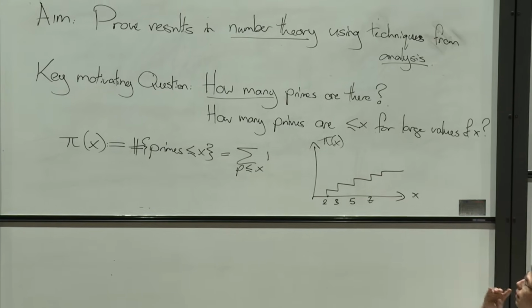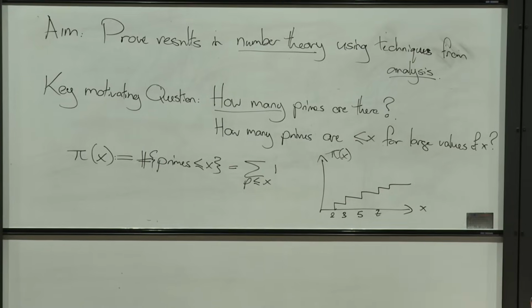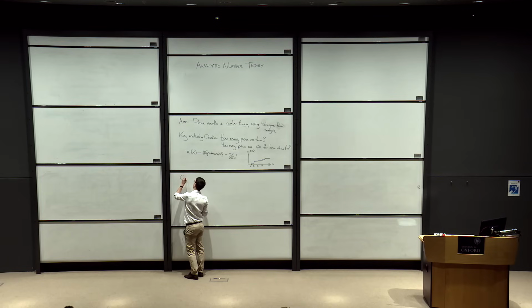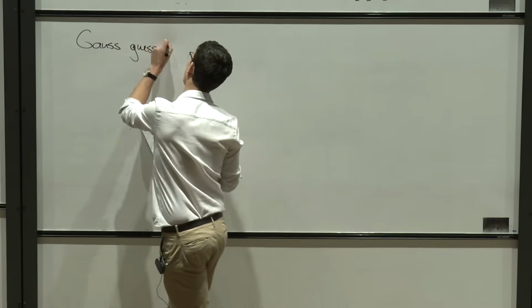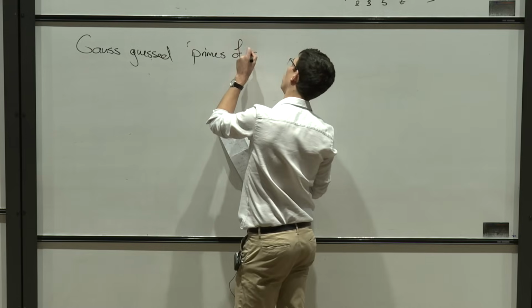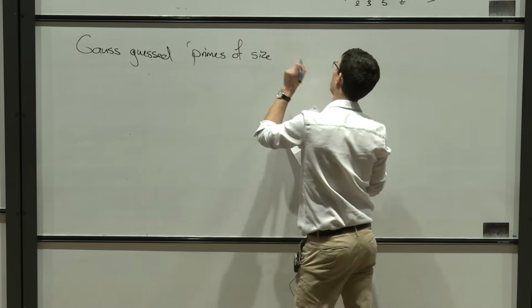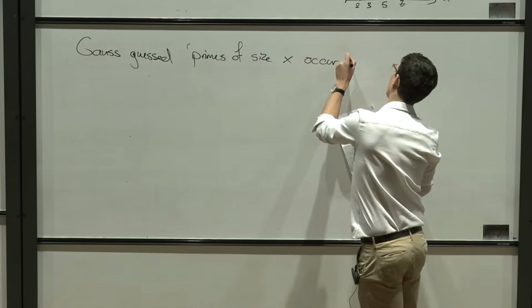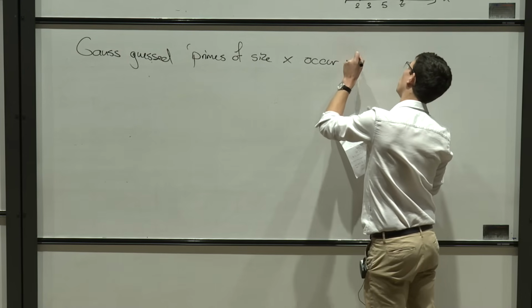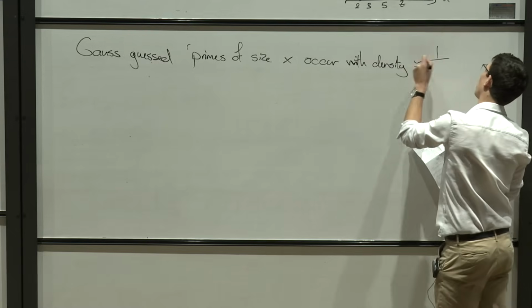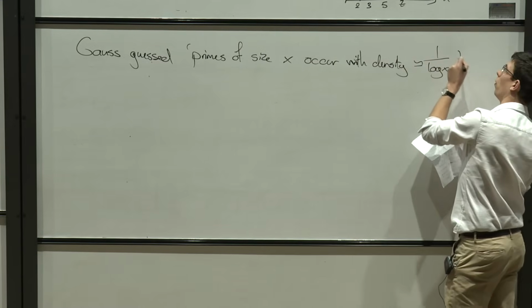And Gauss, as I said, asked himself this question, and he came up with a guess. So Gauss guessed primes of size x occur with density roughly equal to 1 over log x.